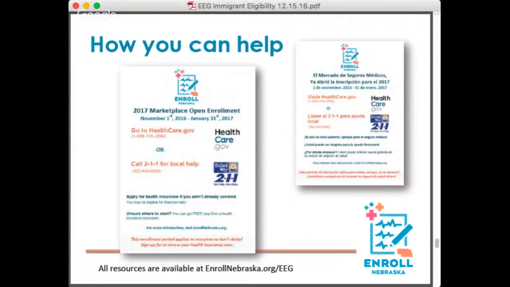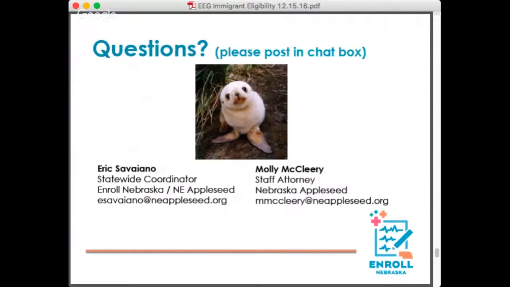And we also have one for marketplace information. There's also marketplace open enrollment information here with information about how to go to healthcare.gov or 211, and that's in English and in Spanish. And with that, I can answer any questions that folks might have, or I will try my best to do so.